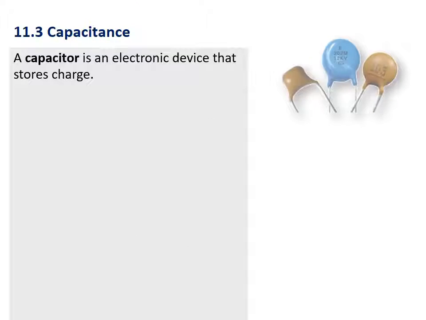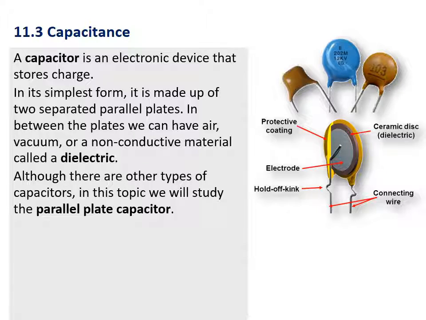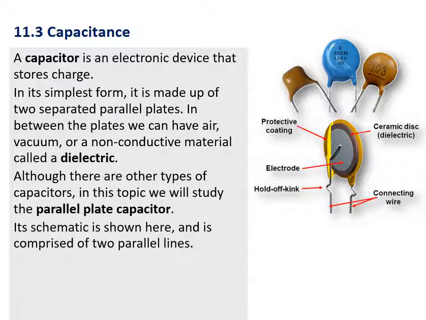A capacitor is an electronic device that stores charge. It looks like this. In its simplest form, it's made up of two separated parallel plates, just like what we did in lab. In between the plates, we can have air, we can have a vacuum, or we can have a non-conductive material called a dielectric. So although there are other types of capacitors, in this study we focus on parallel plate capacitors.